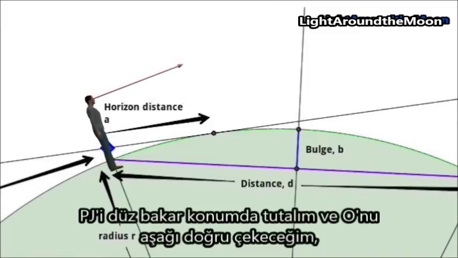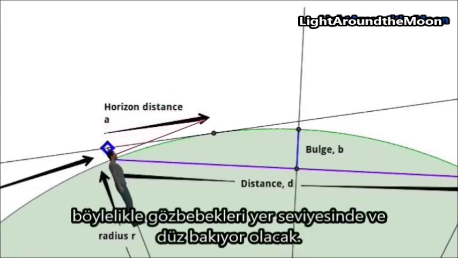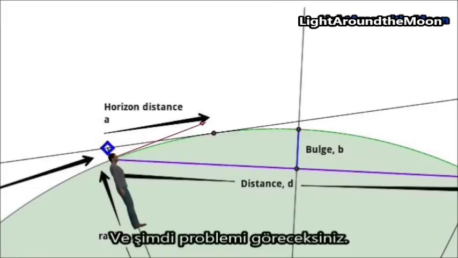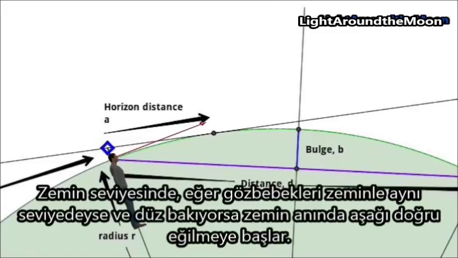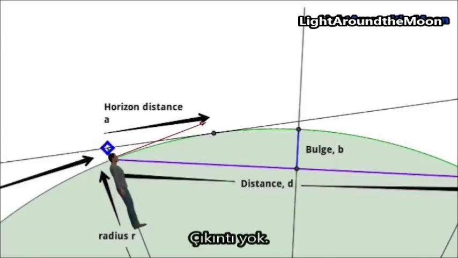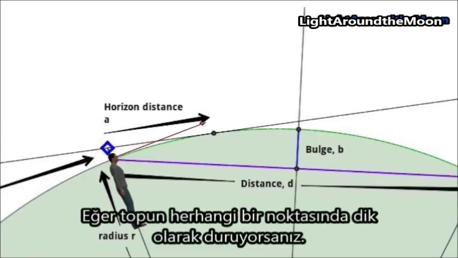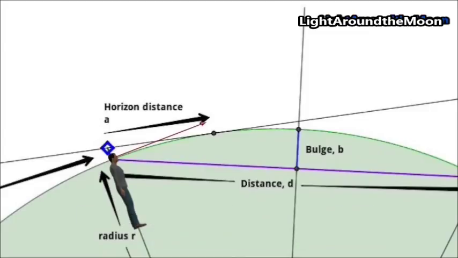Let's keep PJ looking straight ahead, and I'm going to slide him down so that his eyeball essentially ends up on the ground, looking straight out, and you're going to see the problem here. Look, at ground level, if his eyeball is on the ground and he's looking straight out, the ground is beginning to immediately curve downward. There's no bulge. There's no bulge. Balls, it don't work that way, if you're standing perpendicular on top of it and you point on the ball.